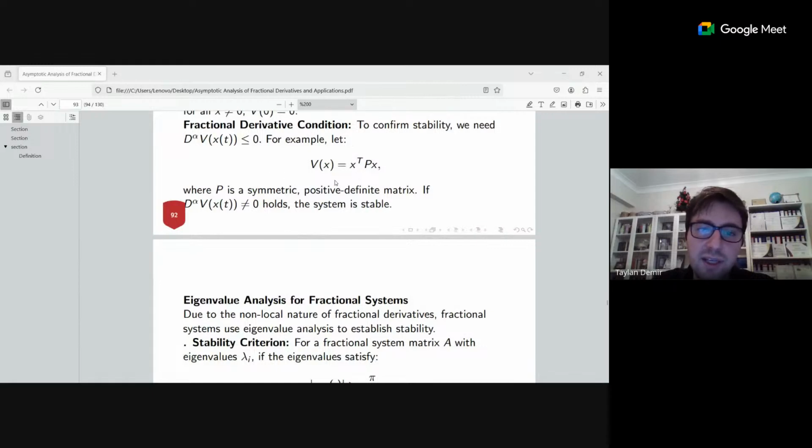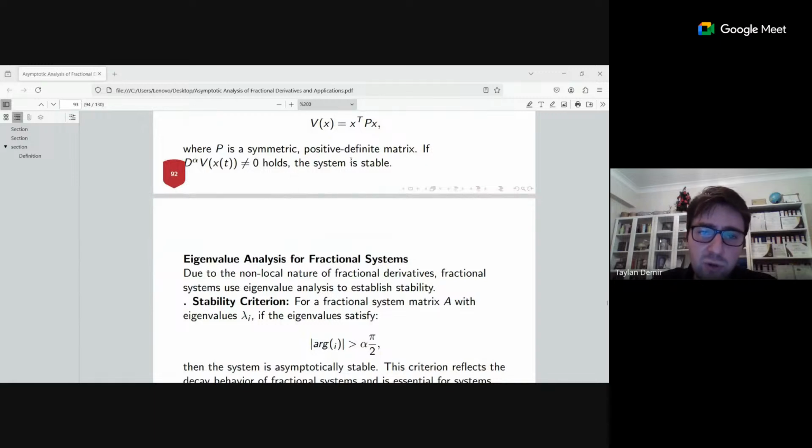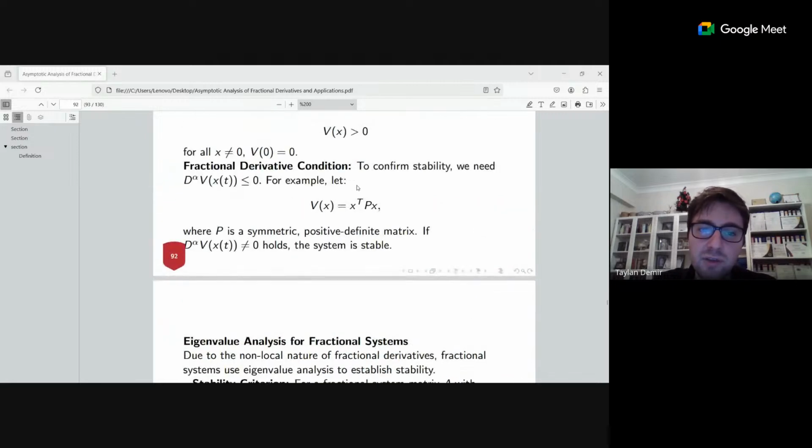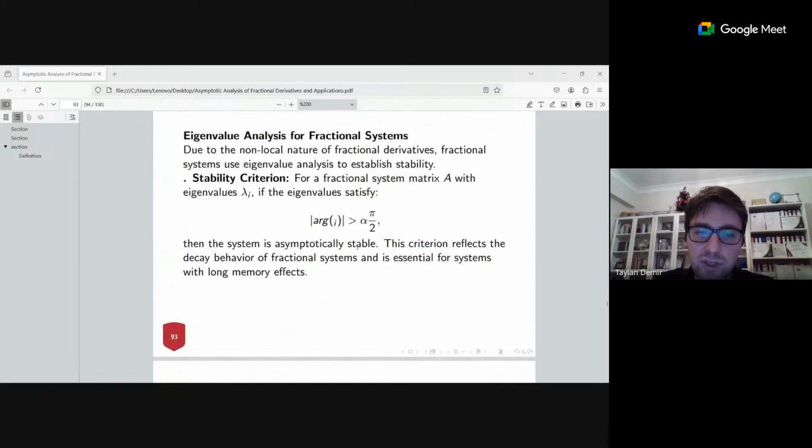For example, let V of x equal x transpose P x, where P is a symmetric, positive definite matrix. If our fractional derivative condition is satisfied, the system is stable. But similarly, if I use this case and the fractional derivative condition fails, this system is unstable according to the information.